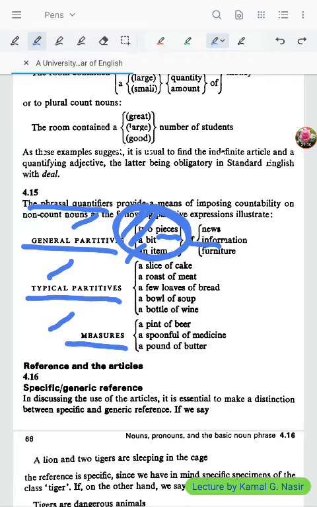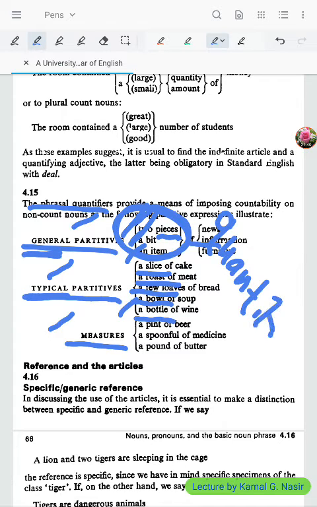Typical partitives also. For example, you say a slice of cake. This is partitive, typical, and the previous one is general. A slice of cake, a roast of meat, a few loaves of bread, a bowl of soup, a bottle of wine. You see, these give a quantity. That's why they are called quantifiers.